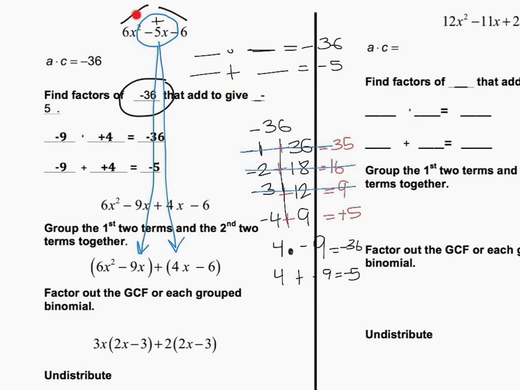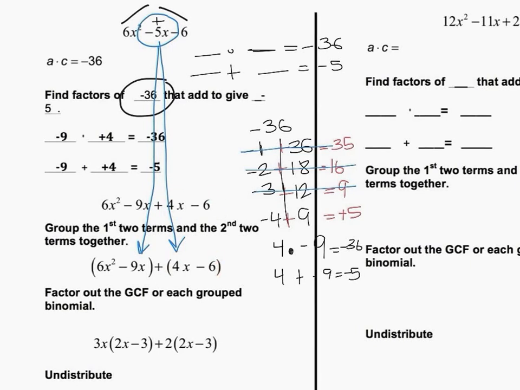So I copy the first term down. I split the middle term, which is negative 5, into the two numbers I found, which are negative 9 and positive 4. And I copy down the constant, which is negative 6. Now after I write down all the 4 terms, I group the first two together, which is 6x to the power 2 minus 9x. I copy down the sign, which is a positive, and I group 4x minus 6.